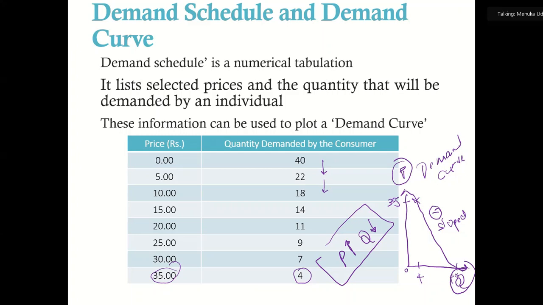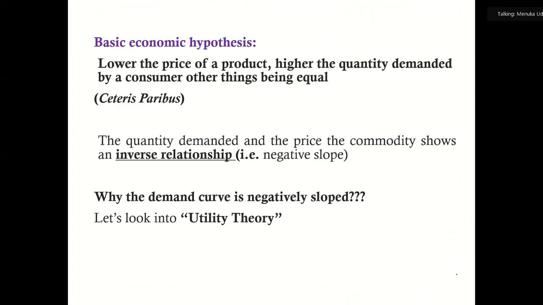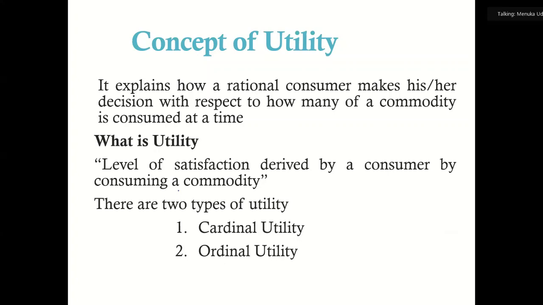To understand that, economists came up with a theory called utility theory. Let's look at the utility theory. There are two types of utilities that we can talk about. But first, what's utility? It's the level of satisfaction.